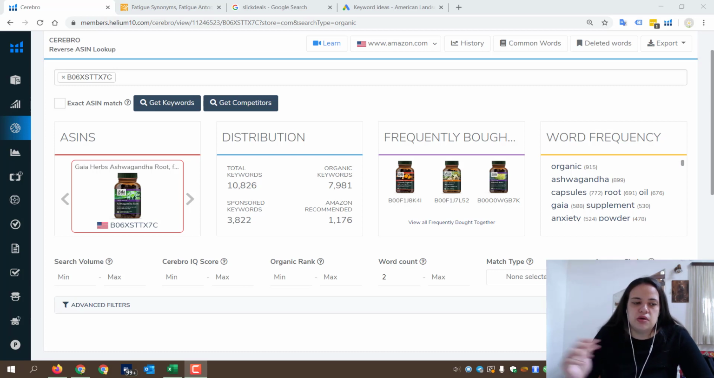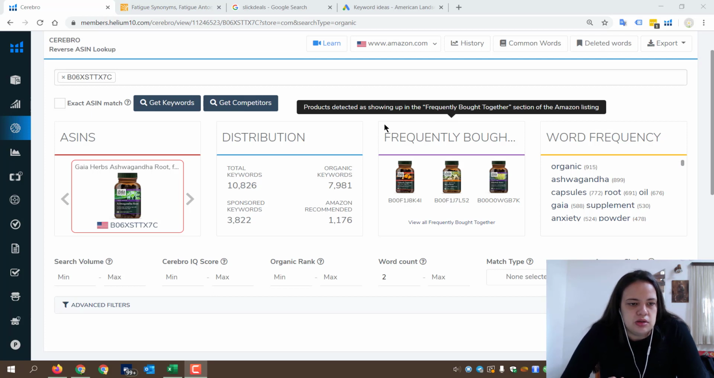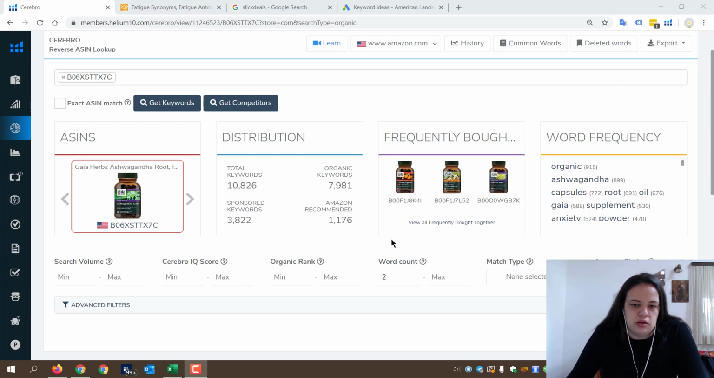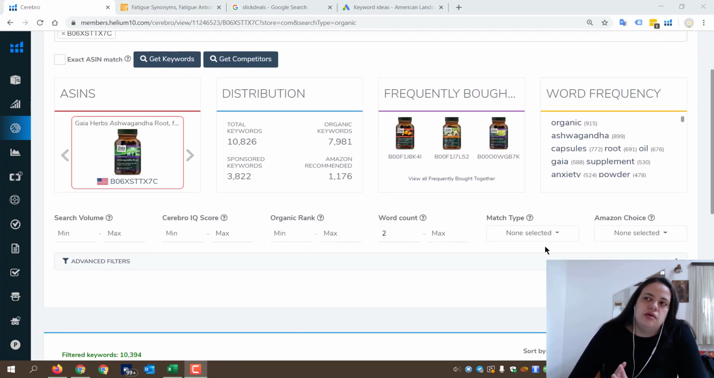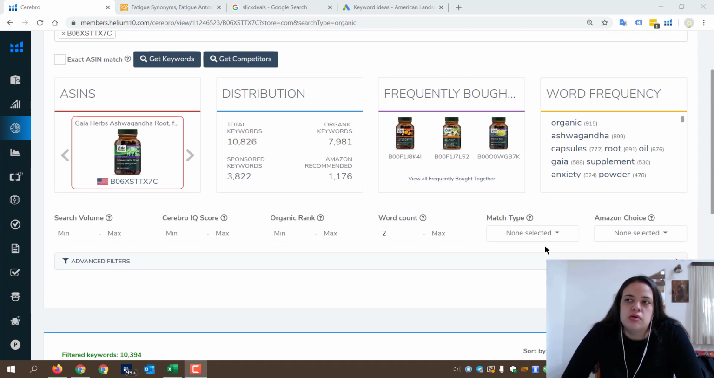So the first way: last week I explained the Magnet keyword research tool and how you should use it. This week we're going to focus more on the Cerebro reverse ASIN lookup tool. I have extracted a random listing from Amazon and used its ASIN to do a reverse ASIN lookup for this product. Originally, when a client knows their competitive landscape very well, they give us a couple of ASINs that we could use to target the same keywords that their competitors are targeting. That's a very straightforward way, and a lot of people can do that.